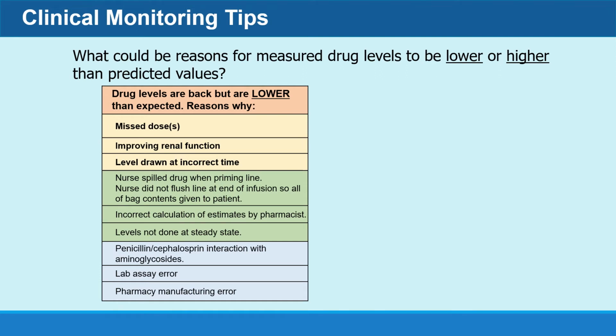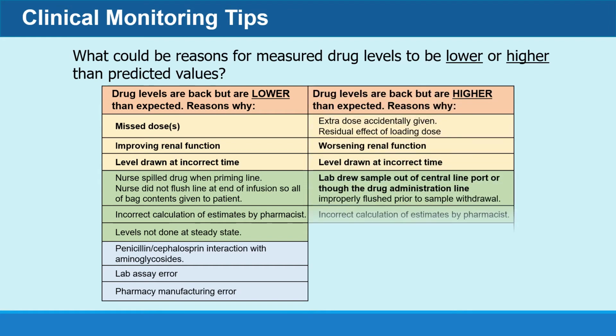What could be reasons for measured drug levels to be lower or higher than predicted values? When drug levels are back but are lower than expected, the three main reasons why would be missed dose or doses, improved renal function, or the level was drawn at an incorrect time. The table lists some additional reasons why drug levels are lower than expected.